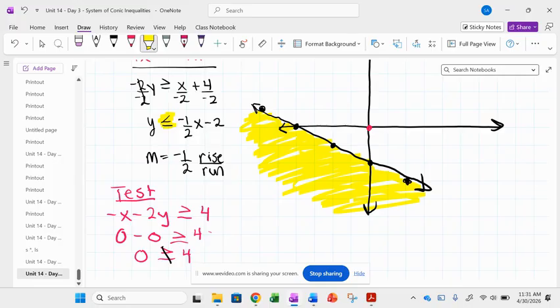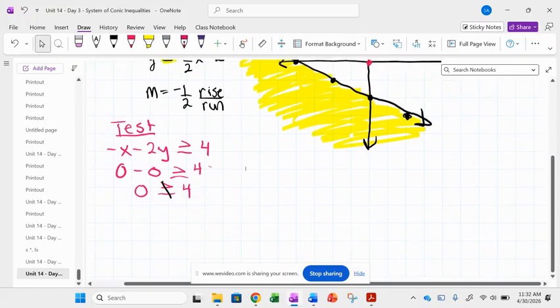Okay, so now what does this mean? This means anything that would be in the shaded region would fit the solution of negative x minus 2y is greater than or equal to 4. Let's pick a point and test to see if we're true. Give me a point that's in the shaded region. Negative 3. 1, 2, 3, 4. Sure. Wait, no. Negative 4, negative 3?